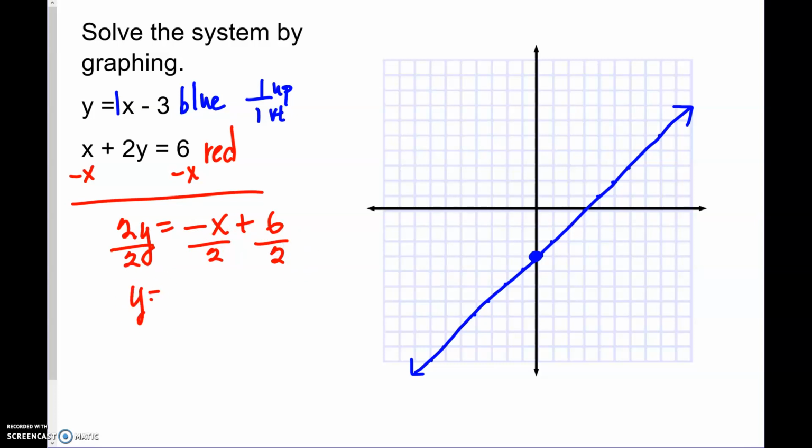So y equals -1/2 x, and 6 divided by 2 is 3. All right, now this is in slope-intercept form. So now I can read off my y-intercept is +3, and then my slope is -1 over 2. So I'm going to go down 1, right 2. Down 1, right 2. And I'm going toward the blue line, so I'm going to keep going. Down 1, right 2. Oh, and there we go. That red line crossed that blue line.